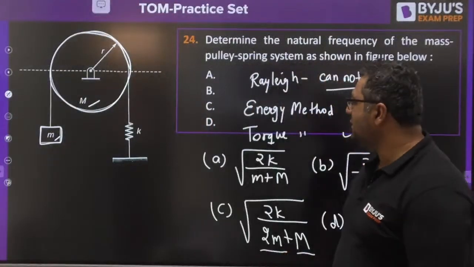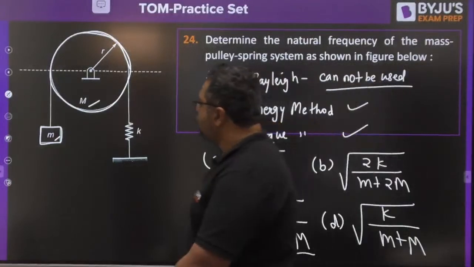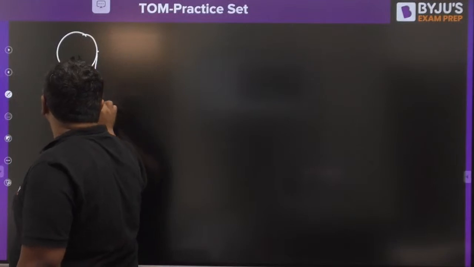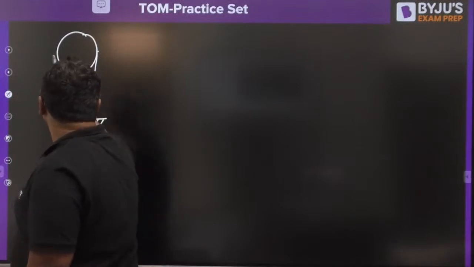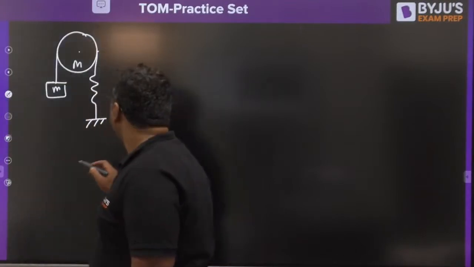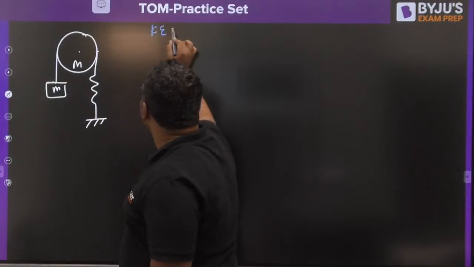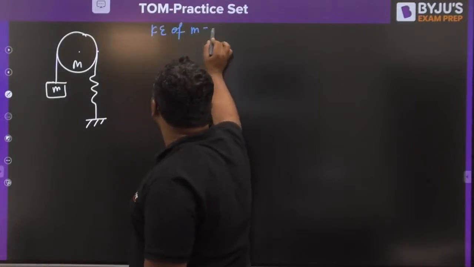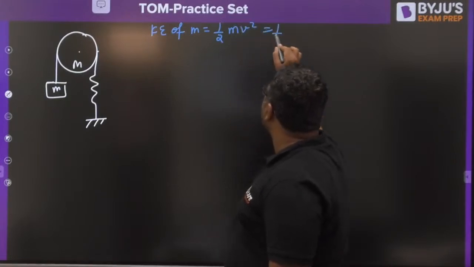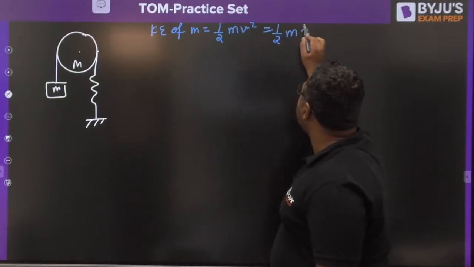Very good, guys. So let us solve this question. First of all, you know that we have a spring, M and capital M. So you know the kinetic energy of mass is half mv square, half m x dot square.